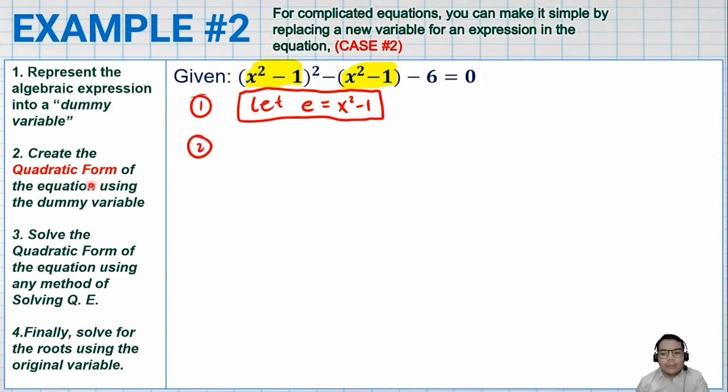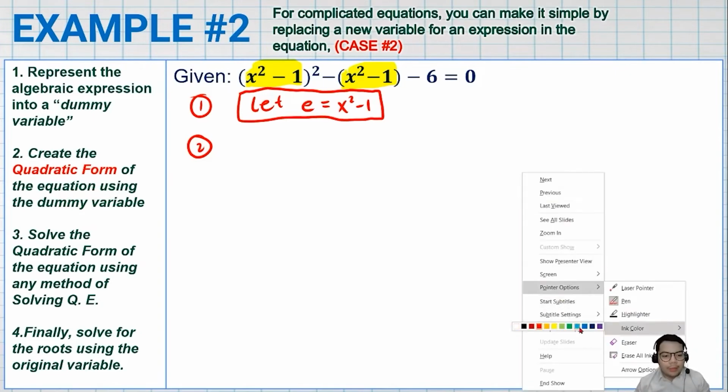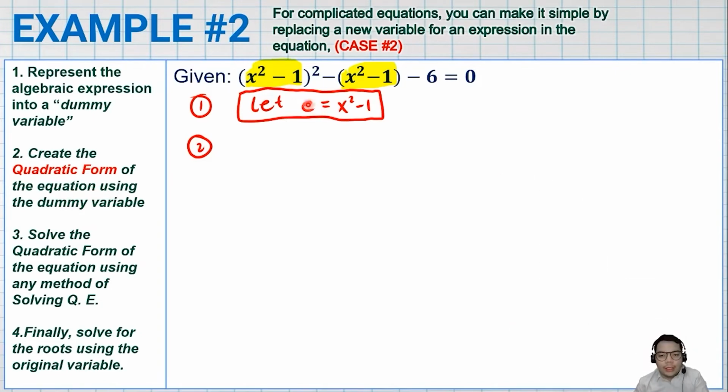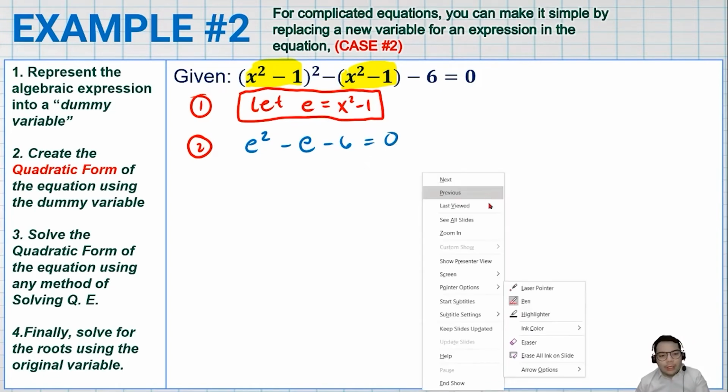So, create the quadratic form of the equation using the dummy variable. So, in this step, ang gagawin natin is papalitan na ngayon natin ng e lahat ng may x squared minus 1. So, this one is x squared minus 1. So, ang gagawin natin dyan ay e, then, squared siya. So, lagay natin dito is squared. Minus. So, wala naman tayong coefficient na kasama dito. It's just x squared minus 1. So, papalitan lang natin siya ng e. Minus 6 is equal to 0. And that will be our given quadratic form. So, ayan na yung quadratic form natin.